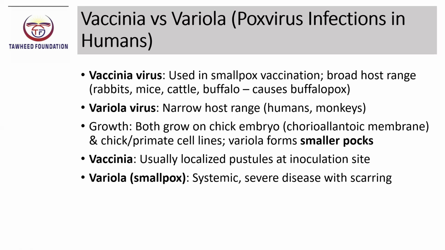Rabbits, where the disease has been called rabbit pox. Vaccinia virus has also infected cattle and water buffaloes, and the disease in buffalo is buffalo pox. Both vaccinia and variola viruses grow on the chorioallantoic membrane of the 10 to 12-day-old chick embryo, but the latter produces much smaller pocks. Both grow in several types of chick and primate cell lines.